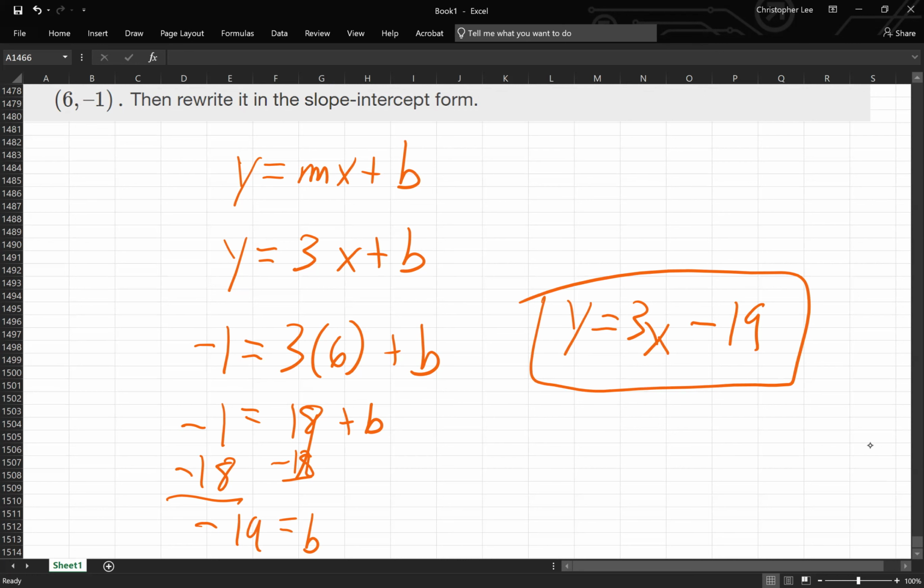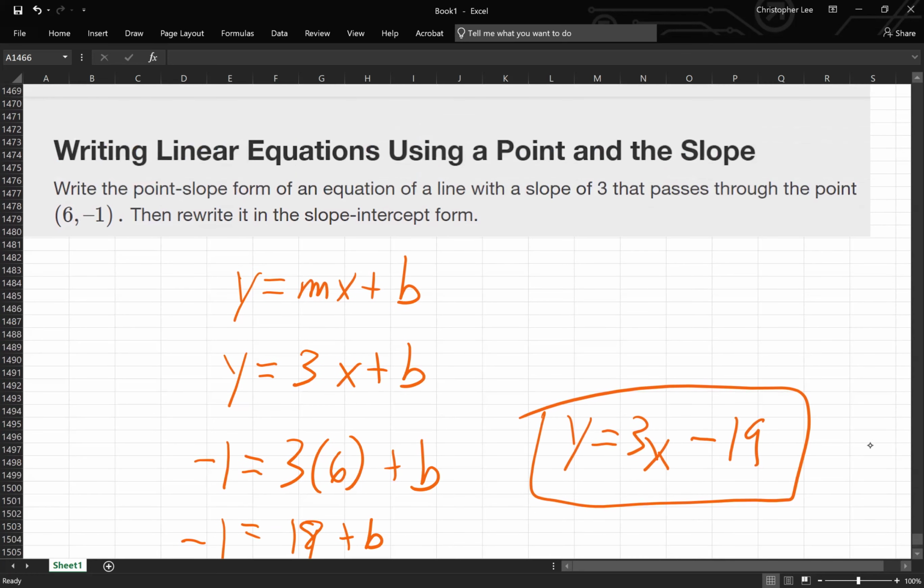Questions on this? Absolutely. There you go. That's the whole process right there.